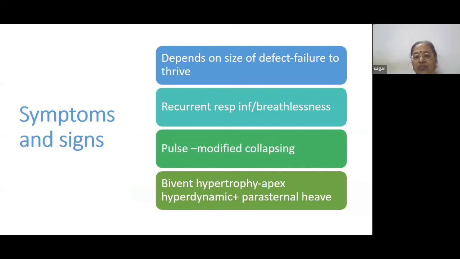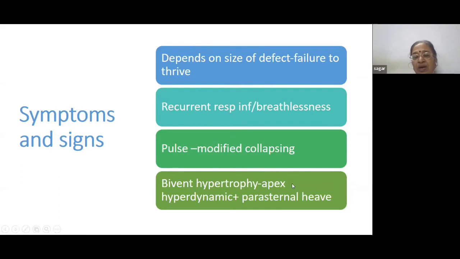So what are the symptoms and signs? It depends on the size of the defect. A small VSD will walk through life without any problem. A large VSD will present in infancy only, with failure to thrive and the usual things that we told, recurrent respiratory infections. The pulse will become modified, collapsing because of the increased ejection volume of the LV. Because of that, increased systolic pressure can come, so you get what is called the modified collapsing pulse.